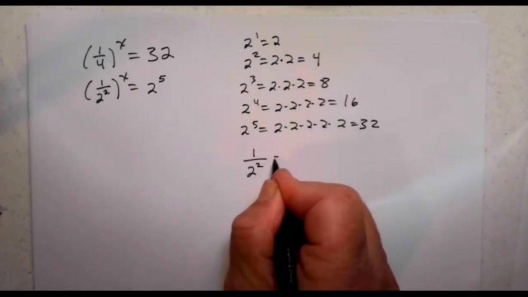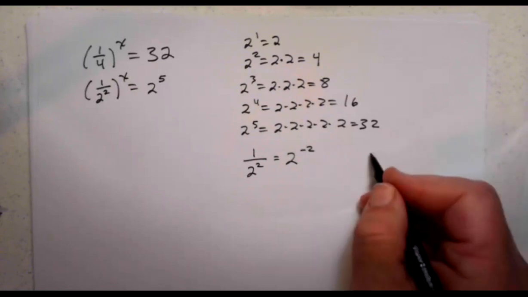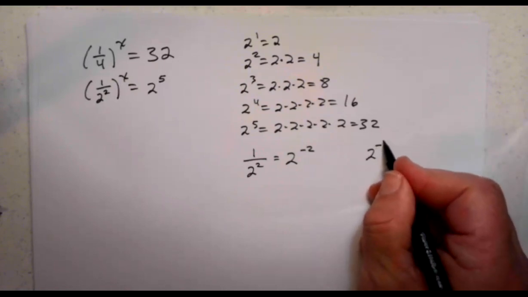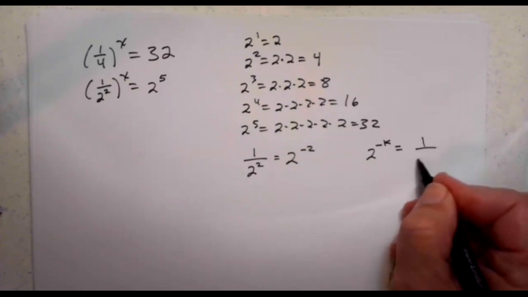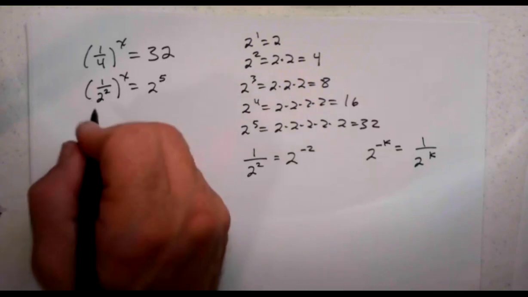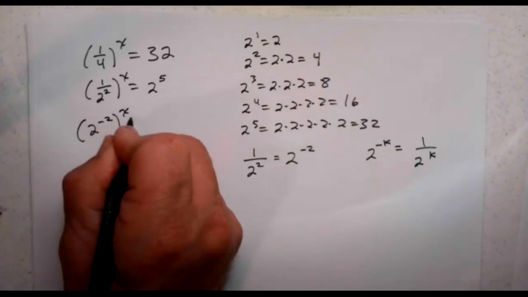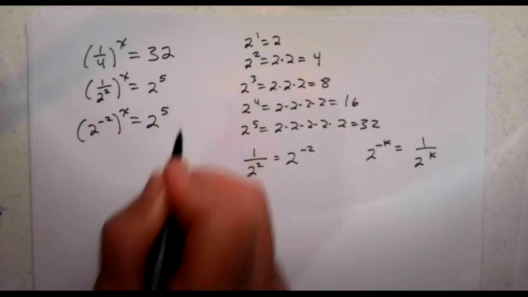Well, that's the same as 2 to the negative second. That's what 2 to the negative second means, right? I mean, 2 to the negative k means (1/2)^k. So 2 to the negative second means (1/2)^2. So this thing, 2 to the negative 2 raised to the x power, is 2 to the fifth power.